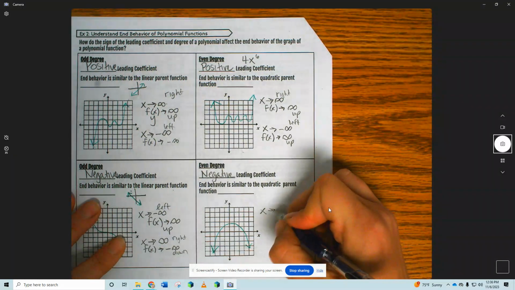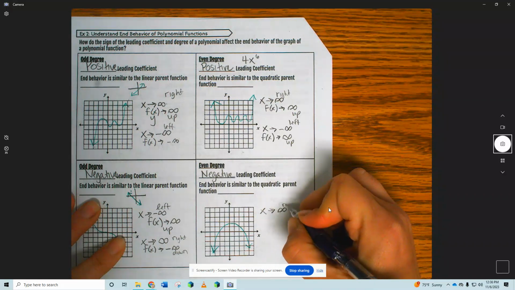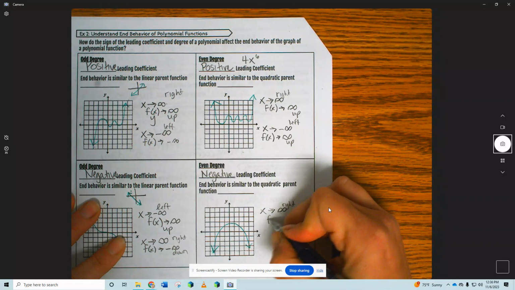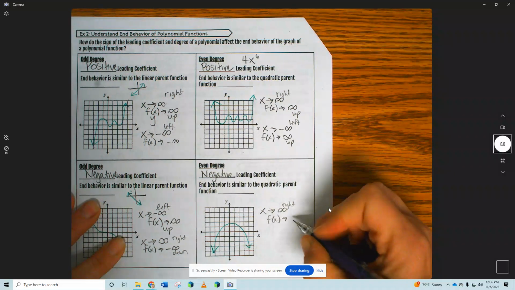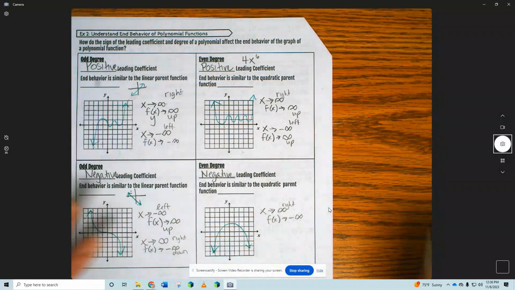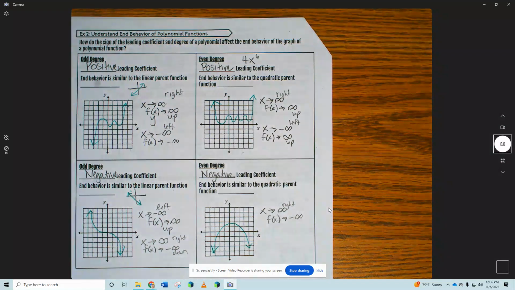As x goes to the right, y goes down. Negative infinity. As x approaches positive infinity, y approaches negative infinity. That's the verbal way I say it mathematically. As x approaches positive infinity, y approaches negative infinity. Approach. That's the word we use.